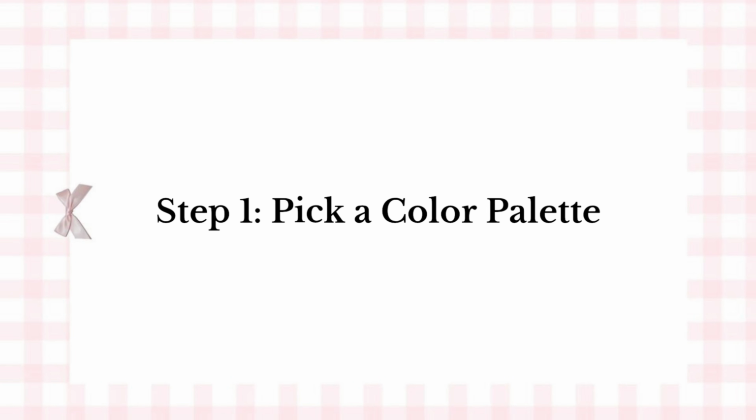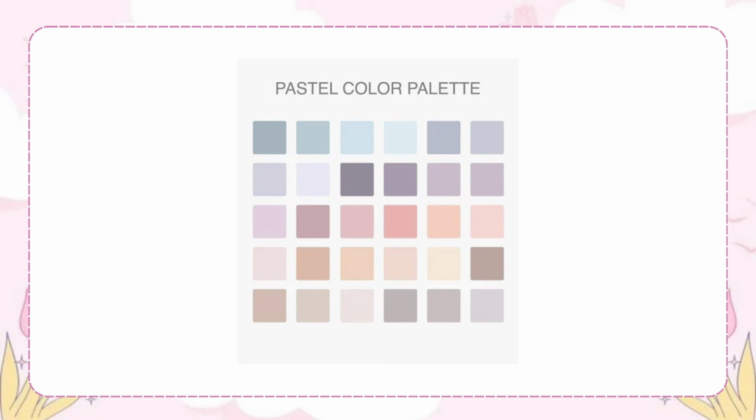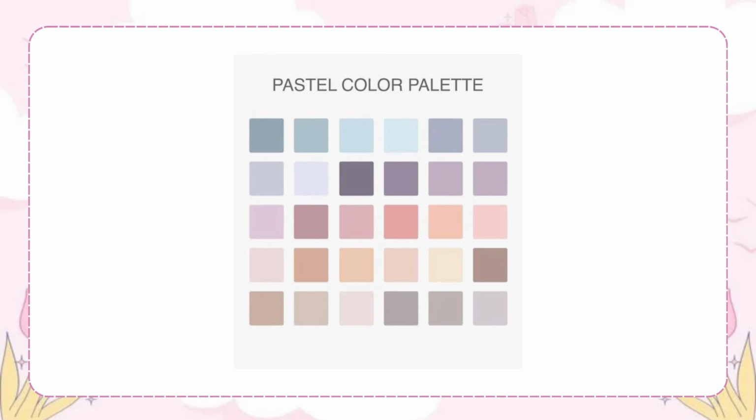Step 1. Pick a color palette. Stick to 3 to 4 colors maximum. Choose a base, like white, beige, gray, or pastel pink. Add 1 or 2 accent colors that match your vibe.